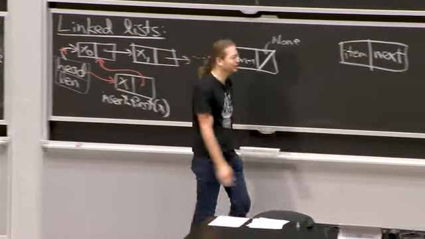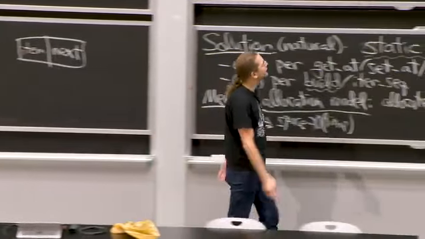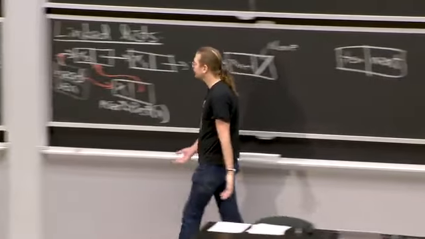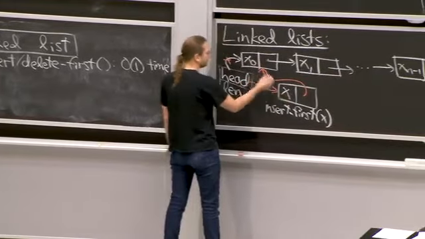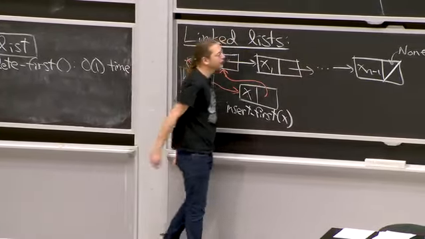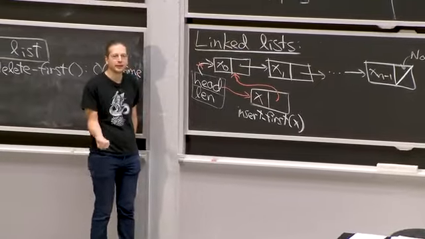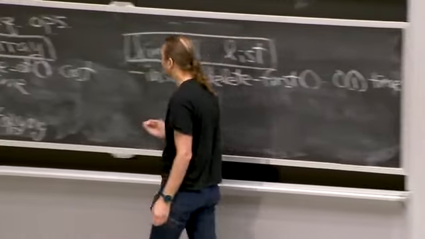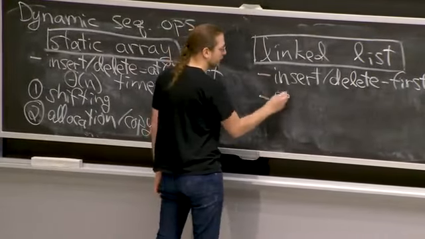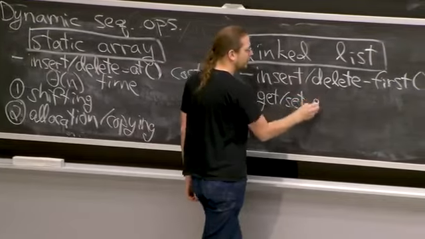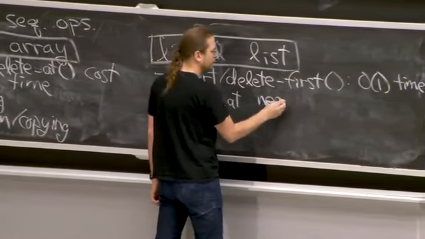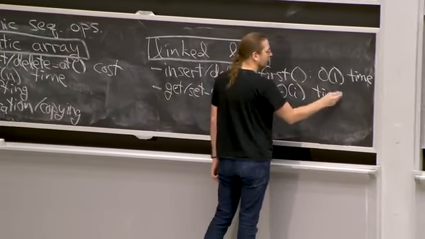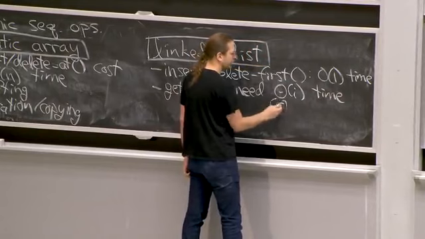However, everything else is going to be slow. If I want to get the 10th item in a linked list, I have to follow these pointers 10 times. I go 0, 1, 2, 3, and so on. Follow 10 next pointers, and I'll get the 10th item. Accessing the ith item is going to take order i time. So get at and set at need i time, which in the worst case is theta n.